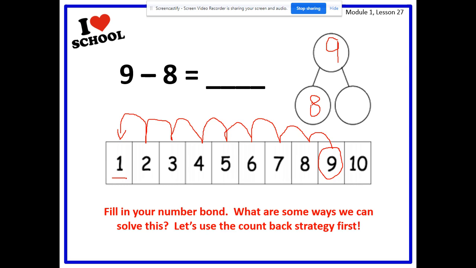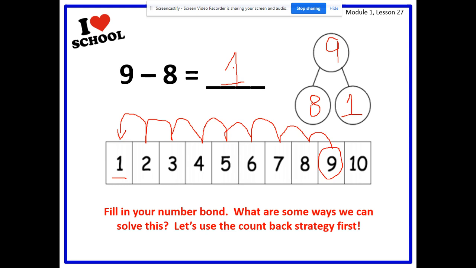So, what is 9 minus 8? Get ready. Yes, 1. 9 minus 8 equals 1. So that is our unknown part, 1. So now we write that in the number bond just like I did right now. And then we already solved the number sentence.